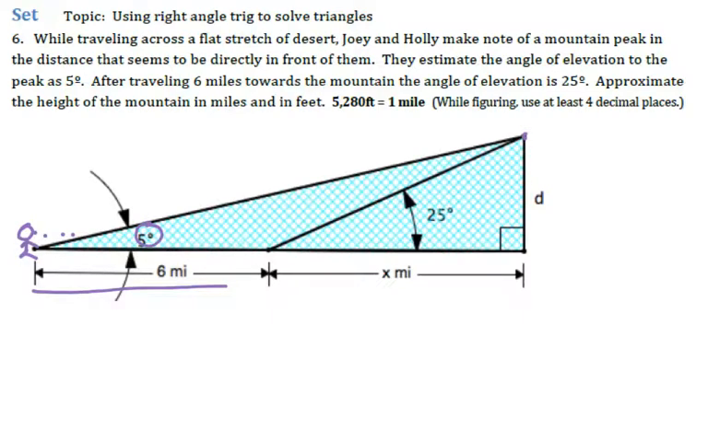After traveling 6 miles, so then they travel 6 further miles towards the mountain, the angle of elevation is 25 degrees. So that's this angle. Approximate the height of the mountain in miles and in feet. Okay, knowing that 5,280 feet is 1 mile. While figuring, use at least 4 decimal places. Okay. So, we've got a few things going on here.